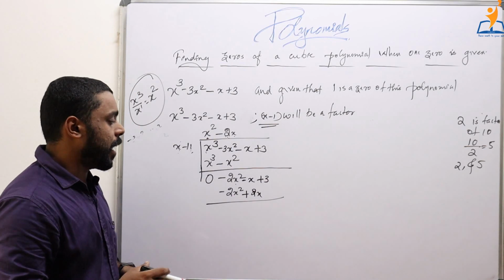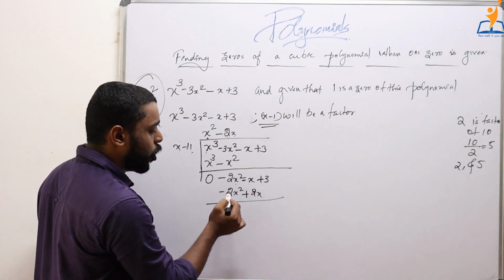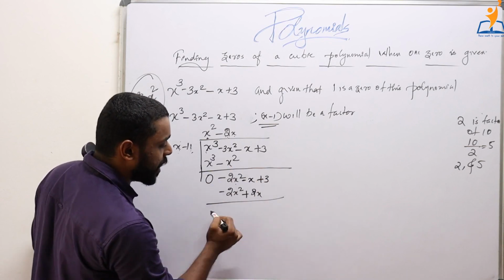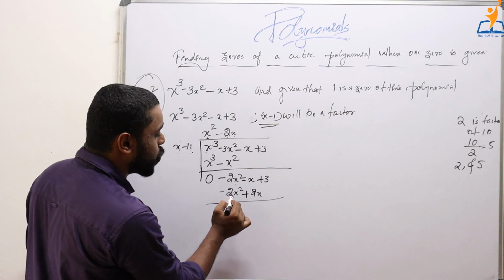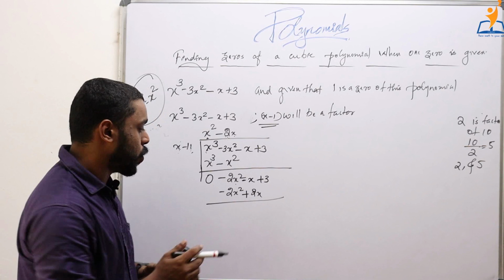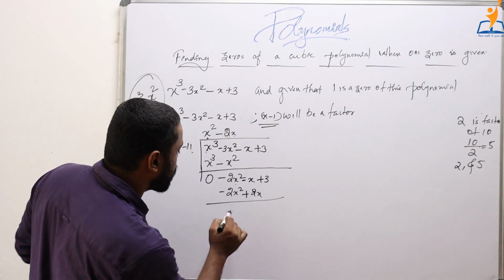Again, just like the usual division process, we can subtract this polynomial from the one above, so we can get a polynomial here. Minus 2x square minus of minus 2x square is nothing but minus 2x square plus 2x square, and it will become 0x square, or just 0.